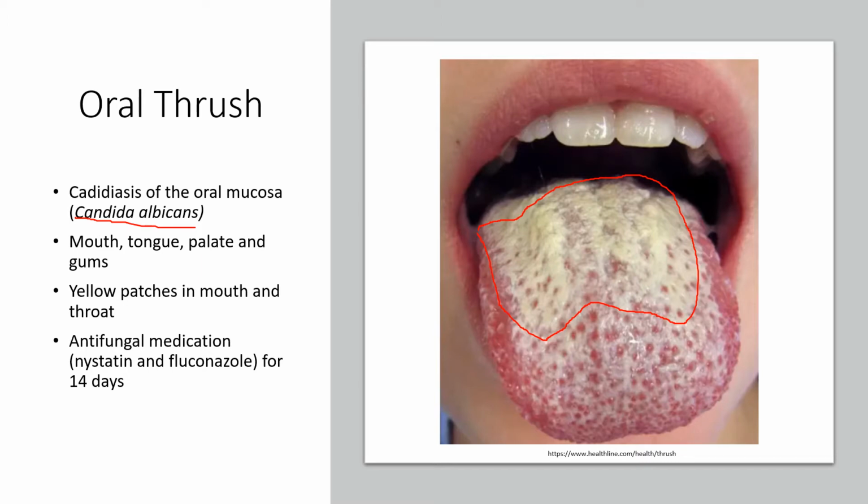This is a condition that's usually easily resolved through antifungal medications, nystatin and fluconazole. A 14-day administration of these antifungal medications usually resolves oral thrush. The original diagnosis is made by a dentist, a physician, or a healthcare provider during the oral exam. The diagnosis is then confirmed by sending a biopsy or an analysis of a sample from the lesion. Other than that, that's pretty much all you need to know about oral thrush.